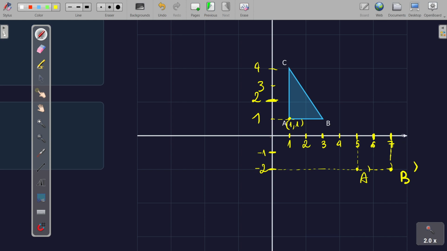And then C is at 1, 4. C is 1, 4. B is at 3, 1. But I just need to find C now. So C, moving right, x is 5. Move down 3, y is 1. So this is actually our C dash.